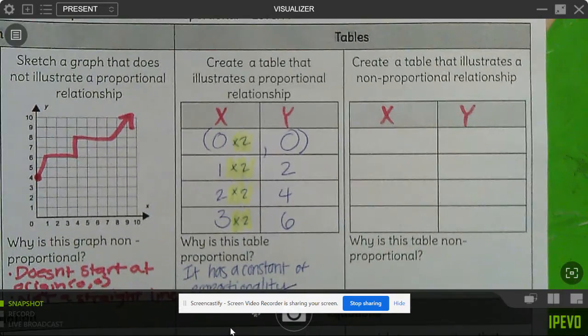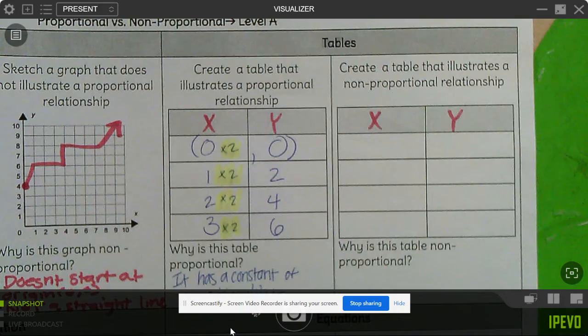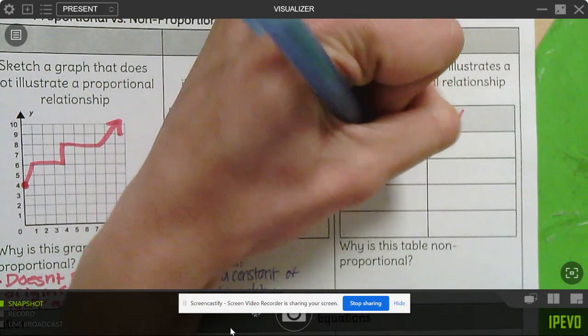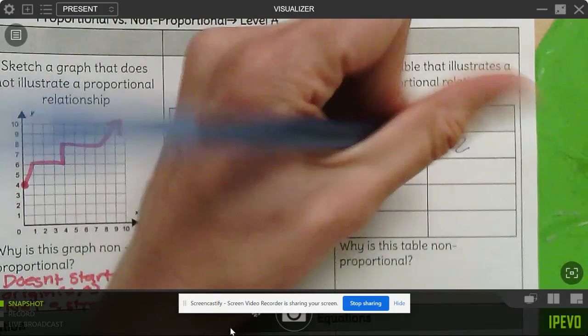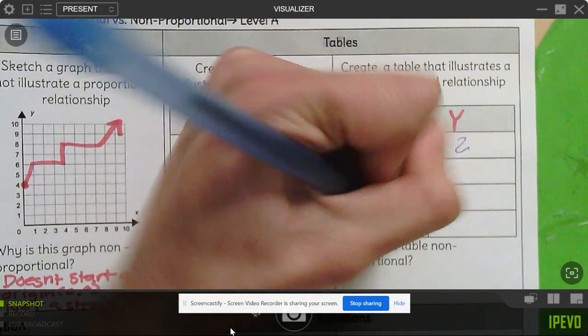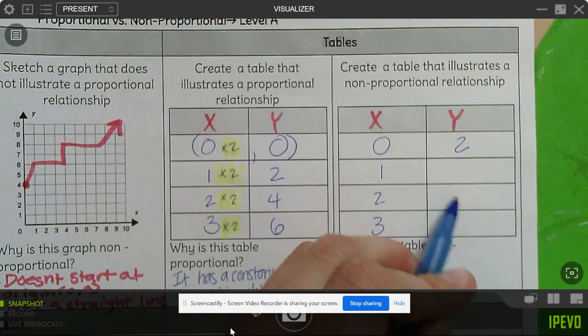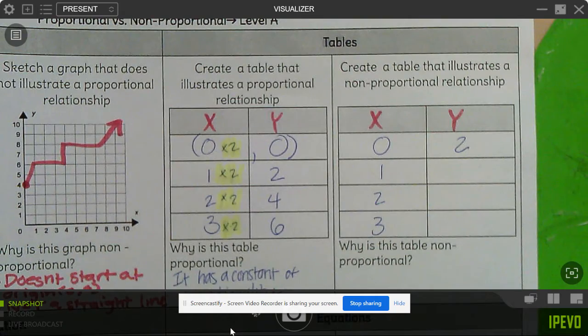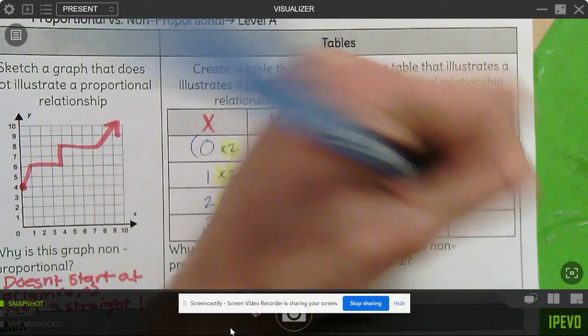And then next, you want to create a table that illustrates a non-proportional relationship. So one way we could do that is having it start not at the origin, so maybe at 0, 2 instead of 0, 0. I could still have 1, 2, and 3, but the main thing here is we can't be multiplying by the same thing every time. So even if I did put 2, 4, and 6 here, it would still be non-proportional because it's not starting at the origin. But just for fun, I'm going to do like 3, 7.